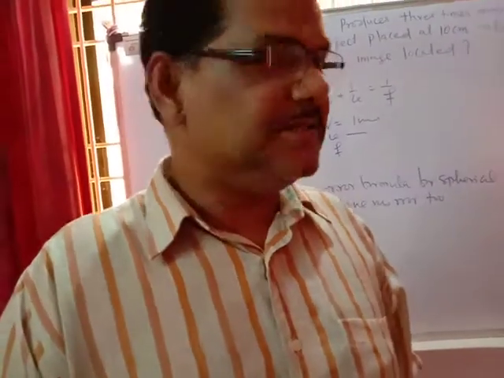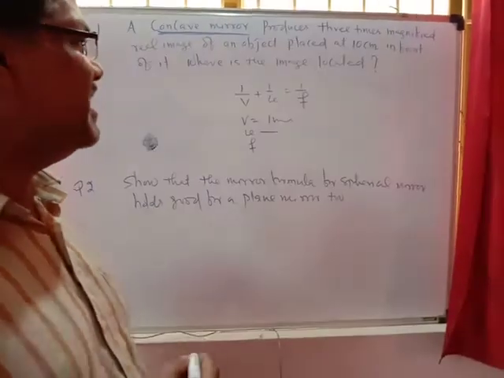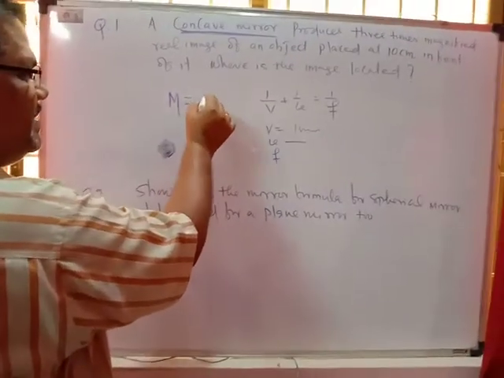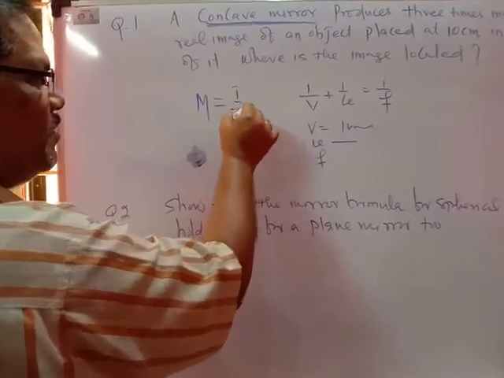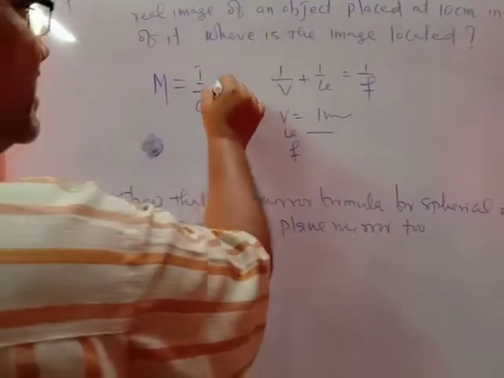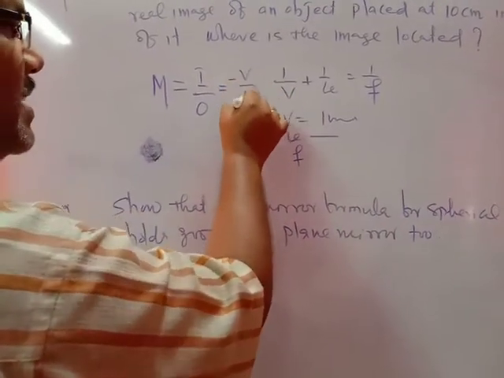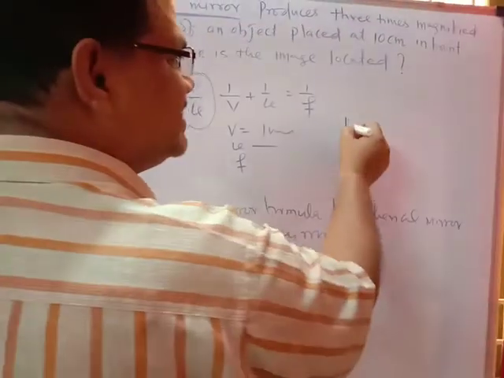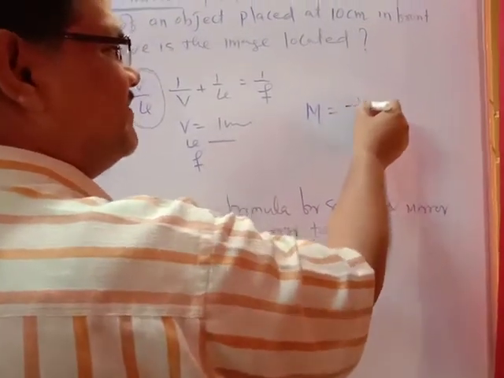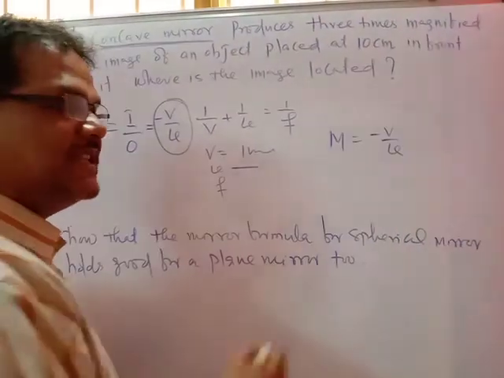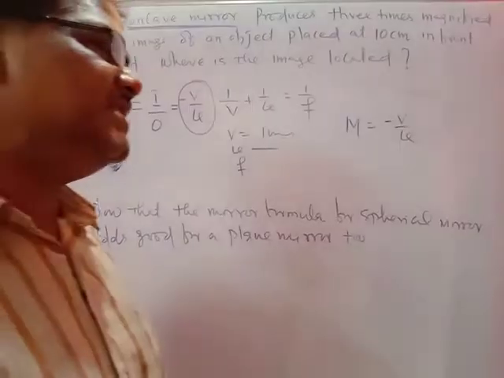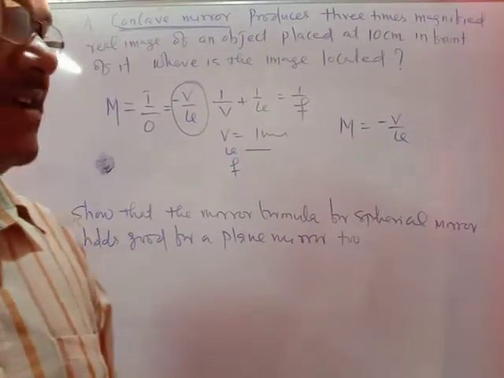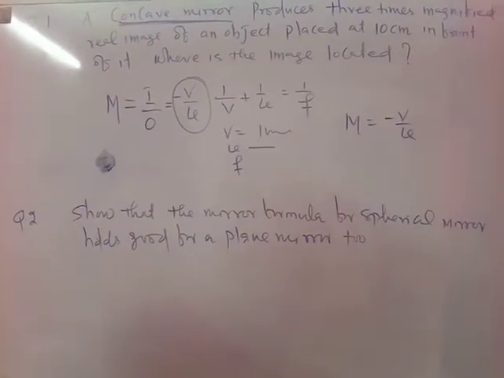The magnification for a spherical mirror is always I upon O, size of the image by size of the object, that is equal to minus v upon u. The main formula is that it is always minus v upon u, image distance by object distance. Whenever you are solving, just put the formula m equal to minus v upon u.